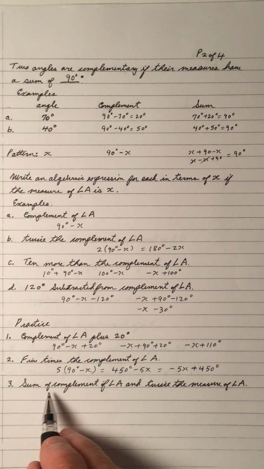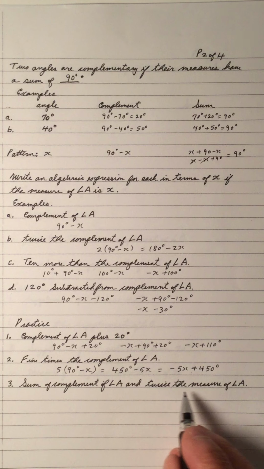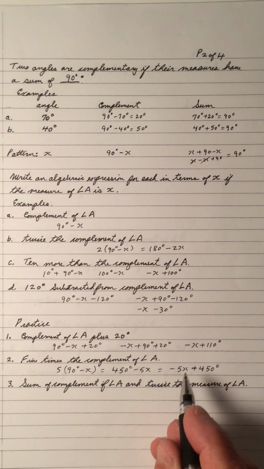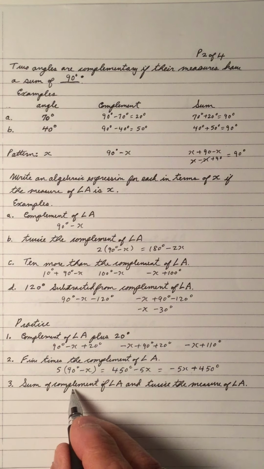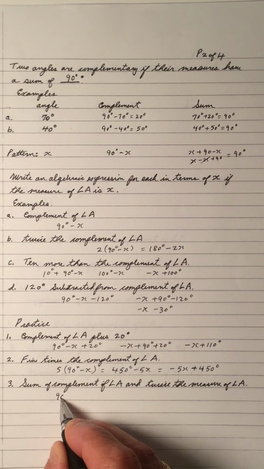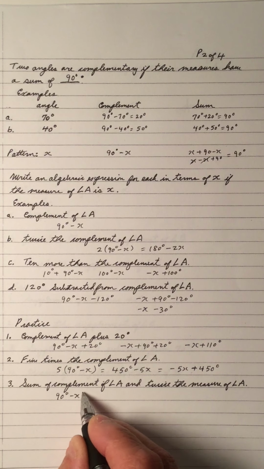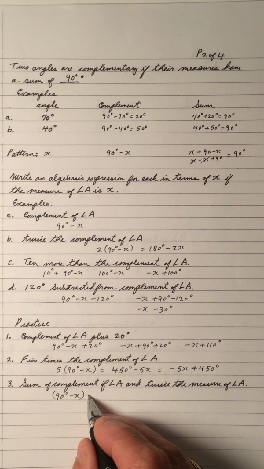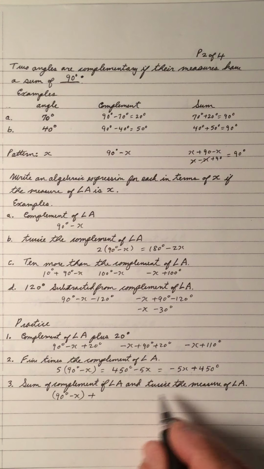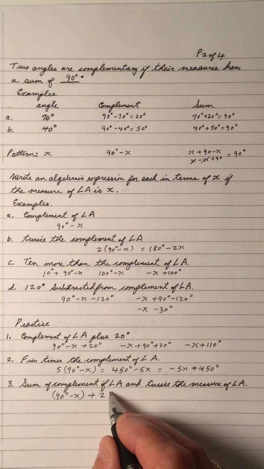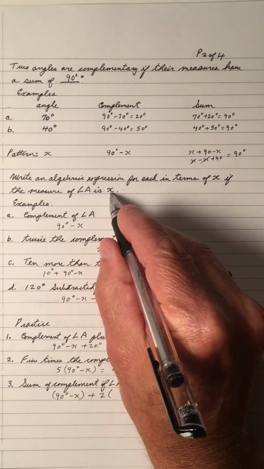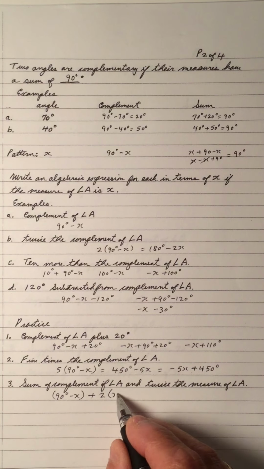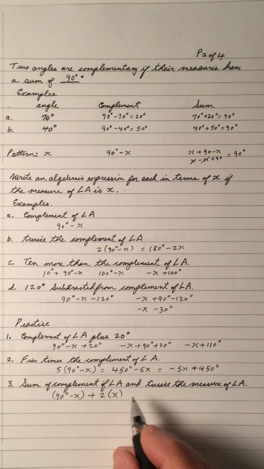Number 3, the sum of the complement of A and twice the measure of A. Sum means add, so the complement of A is 90 minus x. We could do brackets if you wish. Sum means add, so we're going to add twice A. Angle A has a measure of x, so I could put a bracket here, I don't have to, but I will.